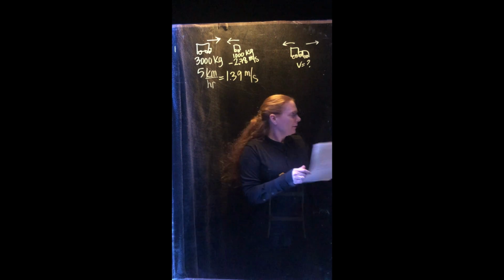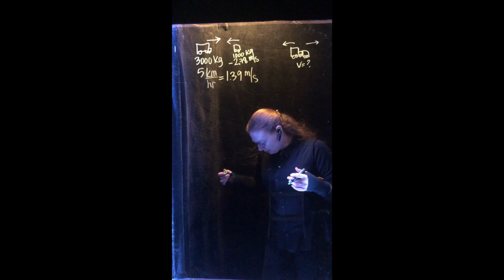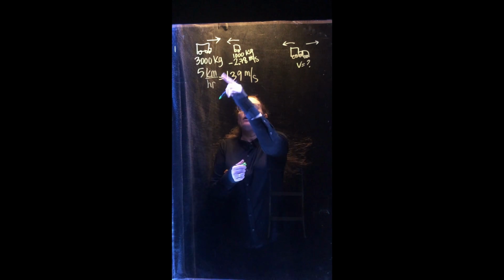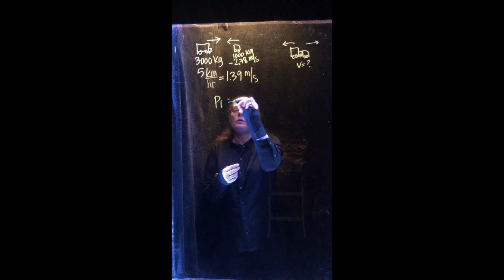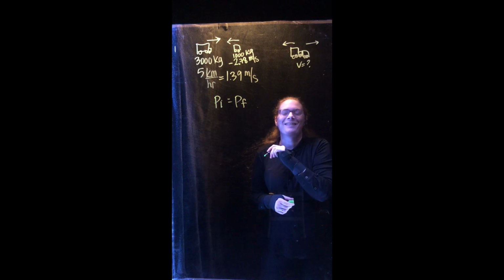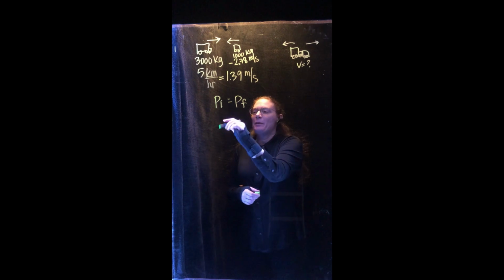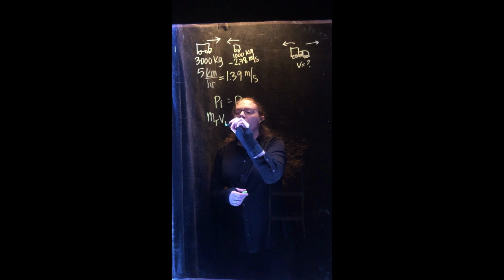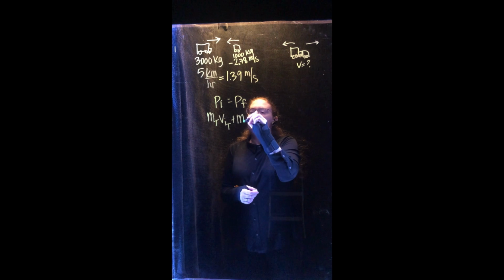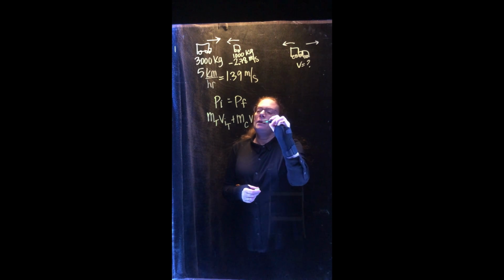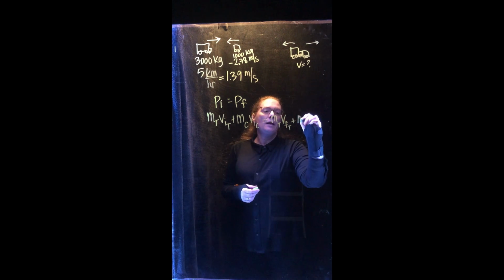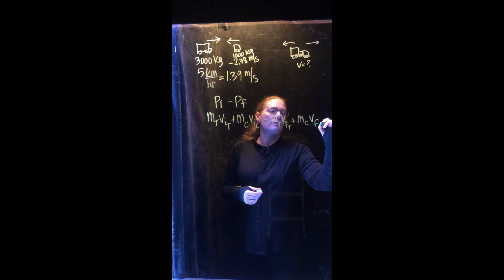Okay. All right. I'm just going to use the equation method. I'm not going to do the table method just to make this a little bit faster. All right, initial momentum has to equal final momentum. I've got two objects, so momentum of the truck would be m truck v initial truck plus m car v initial car equals m truck v final truck plus m car v final car.